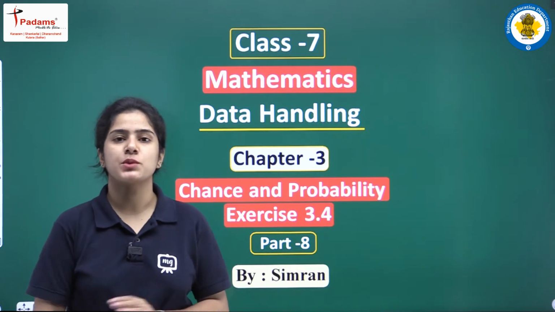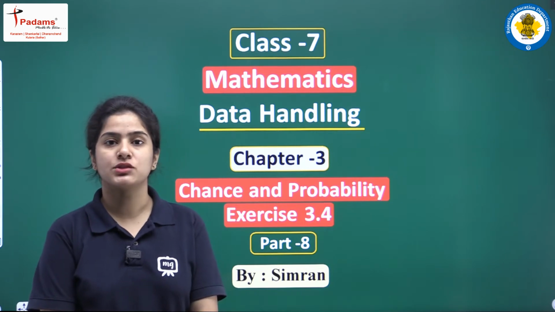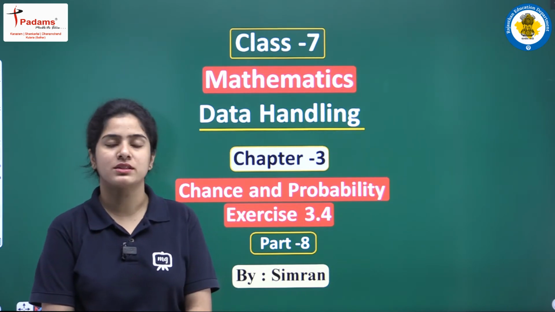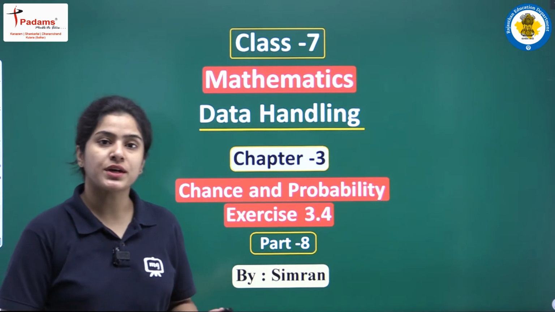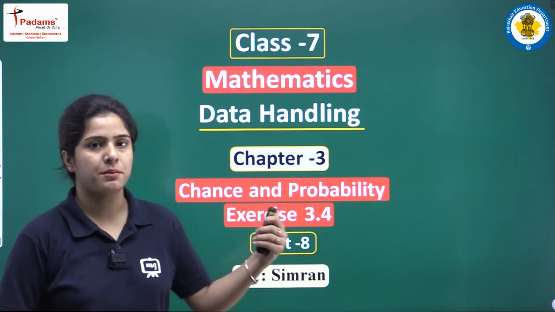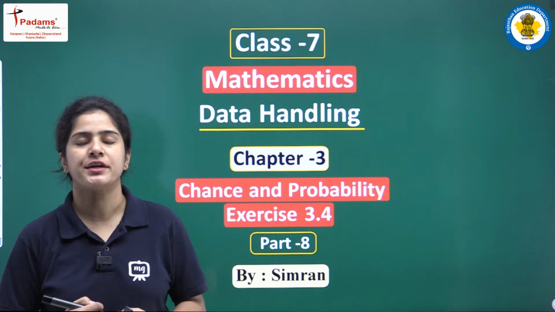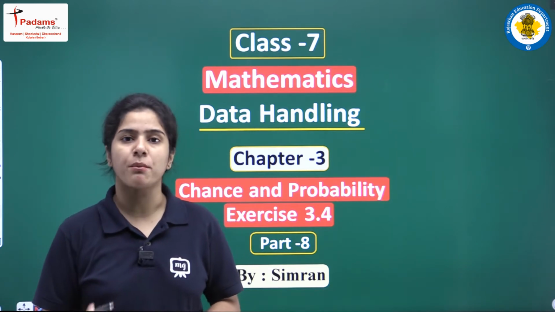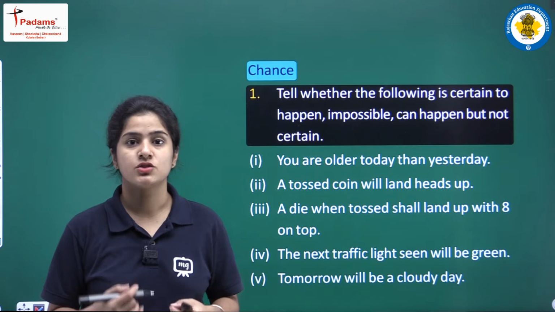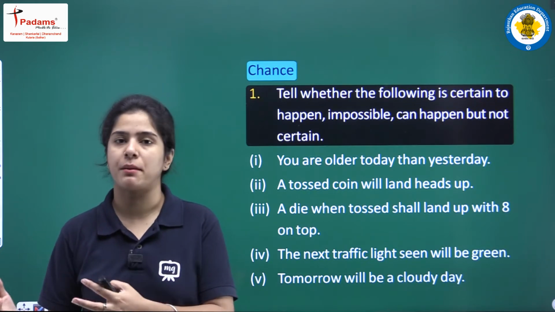Students, in the last class we already completed our exercise number 3.3, in which we discussed bar graphs and double bar graphs. Today, students, we will start a new concept, that is chance and probability. That is exercise number 3.4. Alright students? So when I'm talking about chance and probability, what is that? Just let me know what chance and probability are.